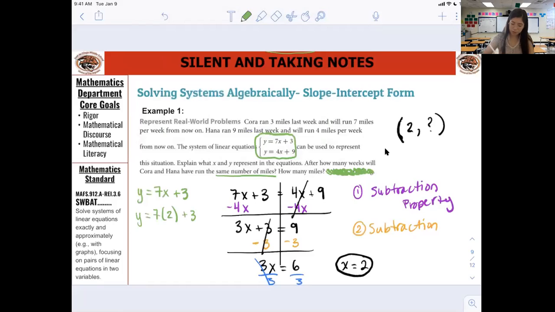So 7 times 2 is 14. And 14 plus 3? 17. So my x was 2, my y was 17. So the solution is 2, comma 17. Now, what does that actually mean? Because they also want us to know what the x represents and what the y represents. So reread the problem if you need to. But what's that going to be? 2 what and 17 what?